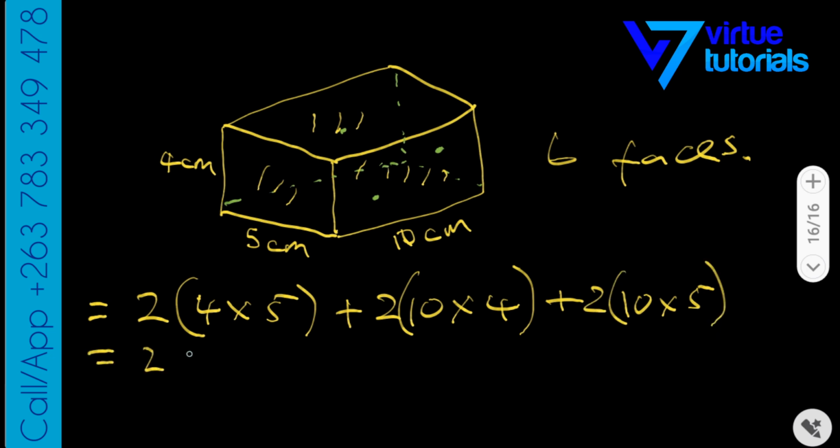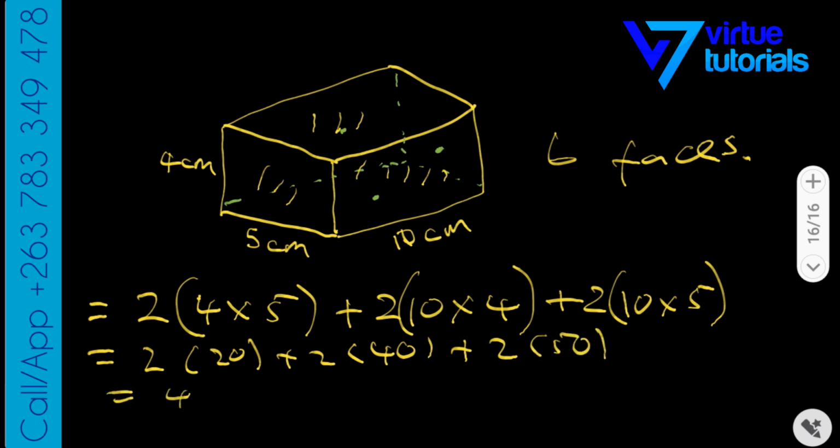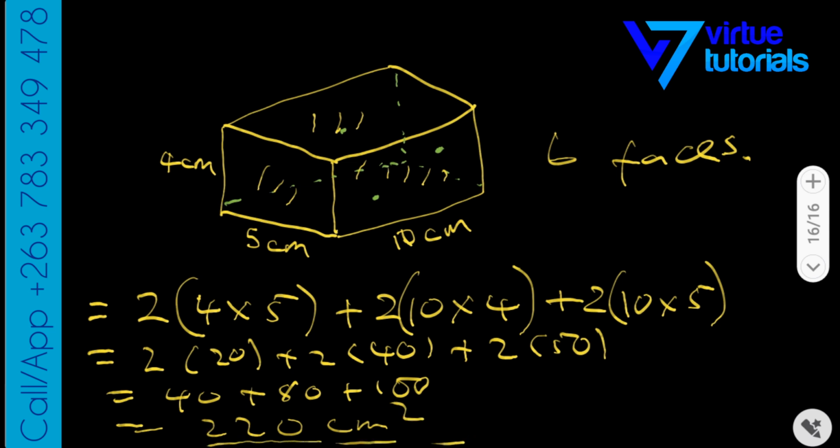So it's going to be 2 times 20 plus 2 times 40 plus 2 times 50, which is going to be 40 plus 80 plus 100, which is going to be 220 centimeters squared. So that is the surface area of that block. We simply found the areas of all the faces and added them up.